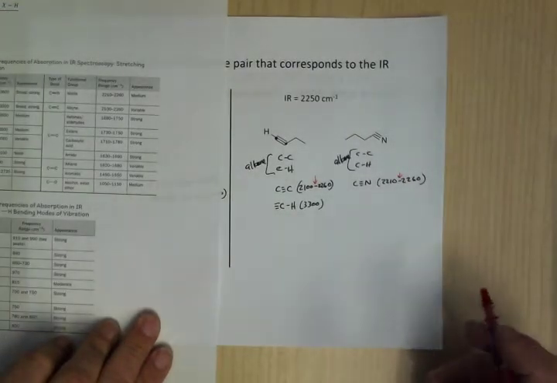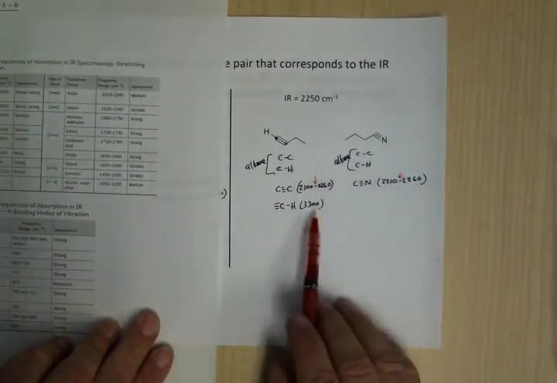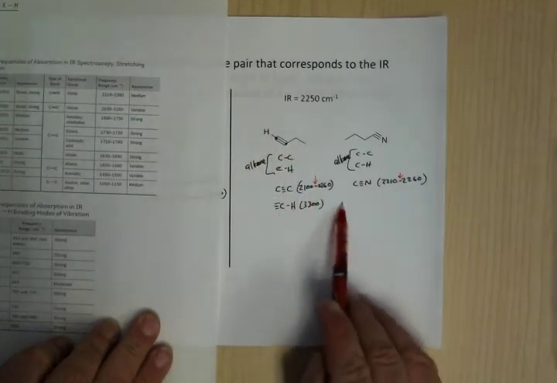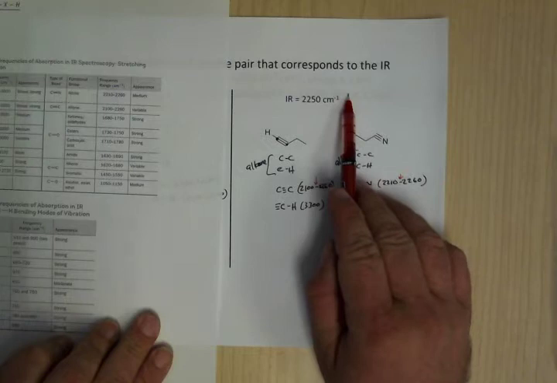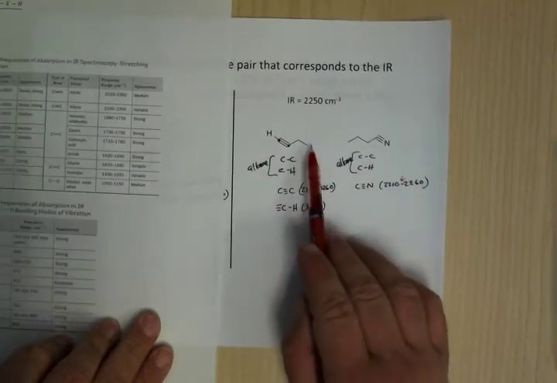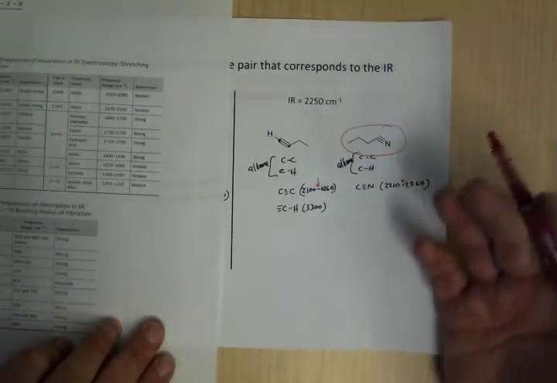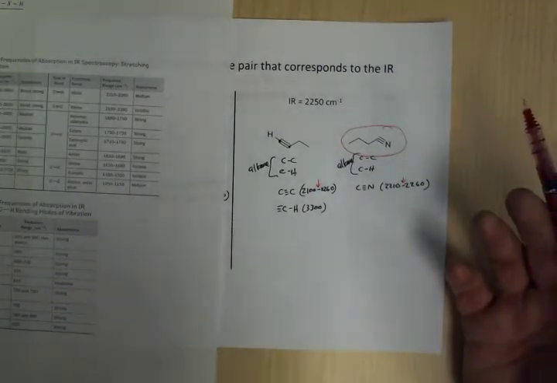So which one do we pick? Well, if we had this molecule, we would also need to have this peak here. We don't have that, so it can't be this molecule, so it has to be that one. You remember with IR, it's what's there and what's not there. If it's not there, there's a reason. So it has to be that one.